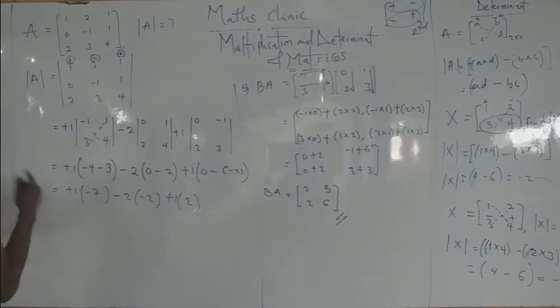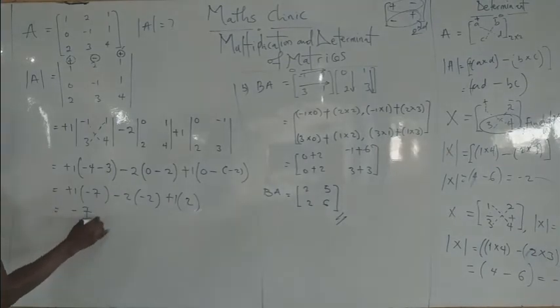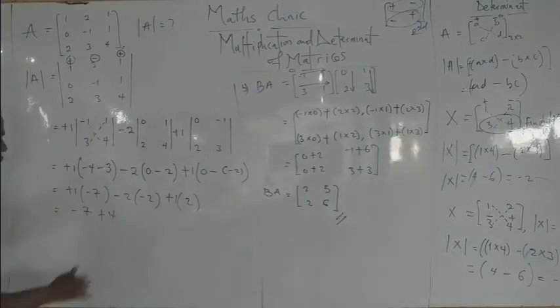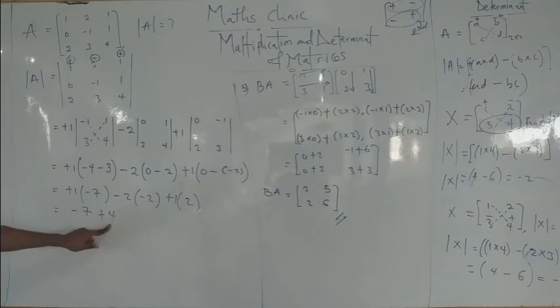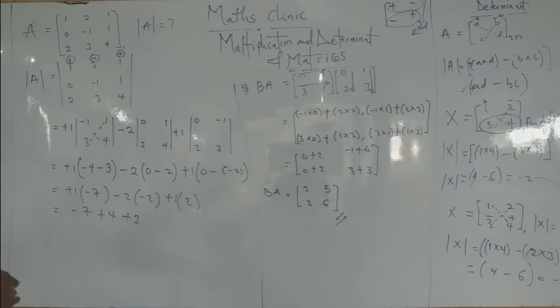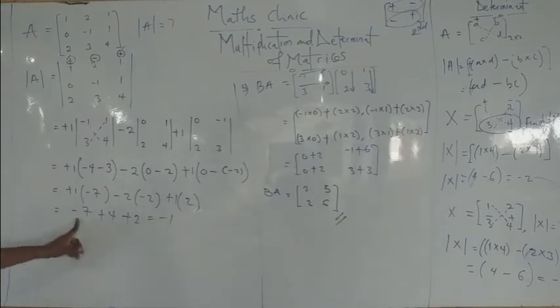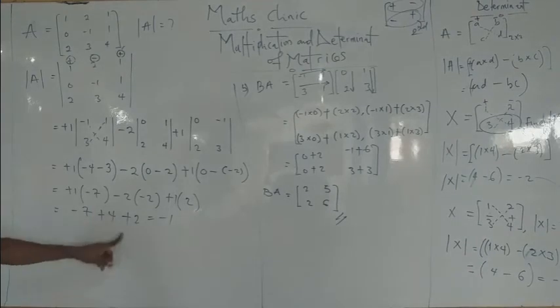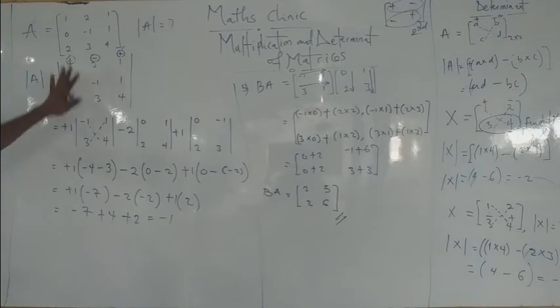So this will be equals to minus 7 plus 4. Minus 2 times 2 is minus 4, plus 1 times 2, that's 2. Minus 7 plus 4, that's minus 3. Minus 3 plus 2 equals minus 1. I will take this again. 4 plus 2 is 6. Minus 7 plus 6, that's minus 1. Okay? That is the determinant of the 3 by 3.